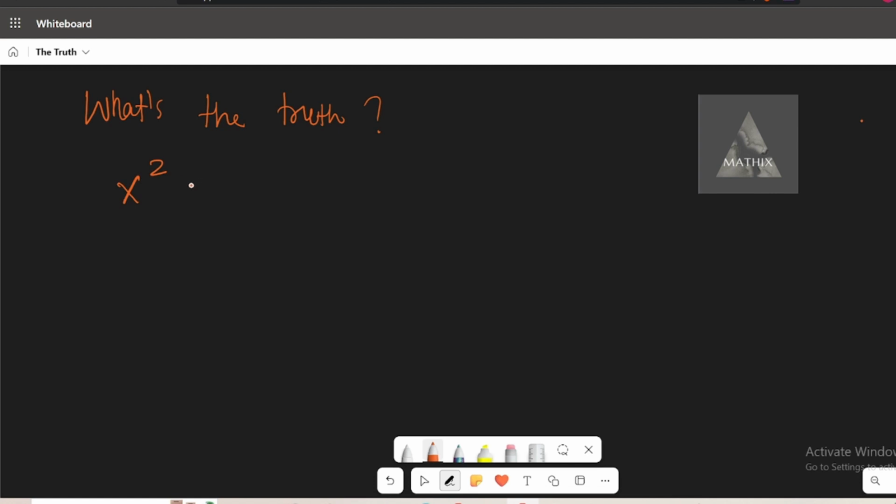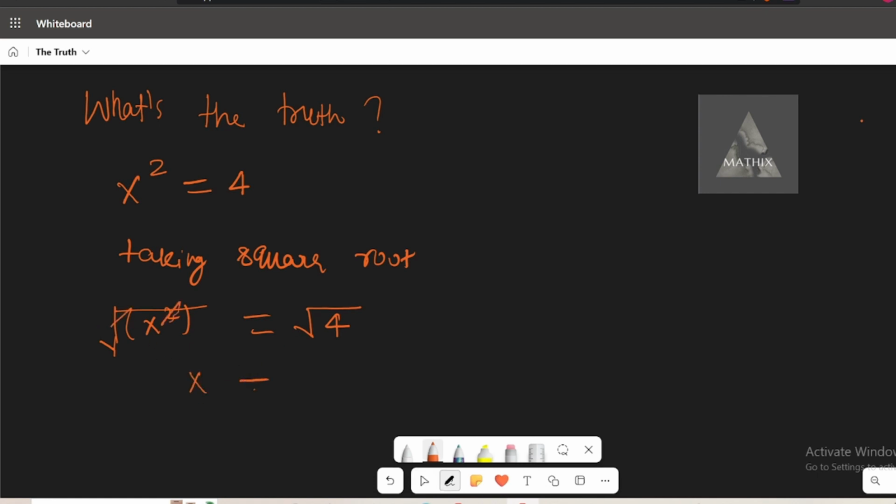Typical thing that is taught in lower grades is that if x square is equal to 4, taking a square root on both sides, which basically means taking this, we have this here. So cancelling this 2 with this, we have x is equal to, this is how much? 2.